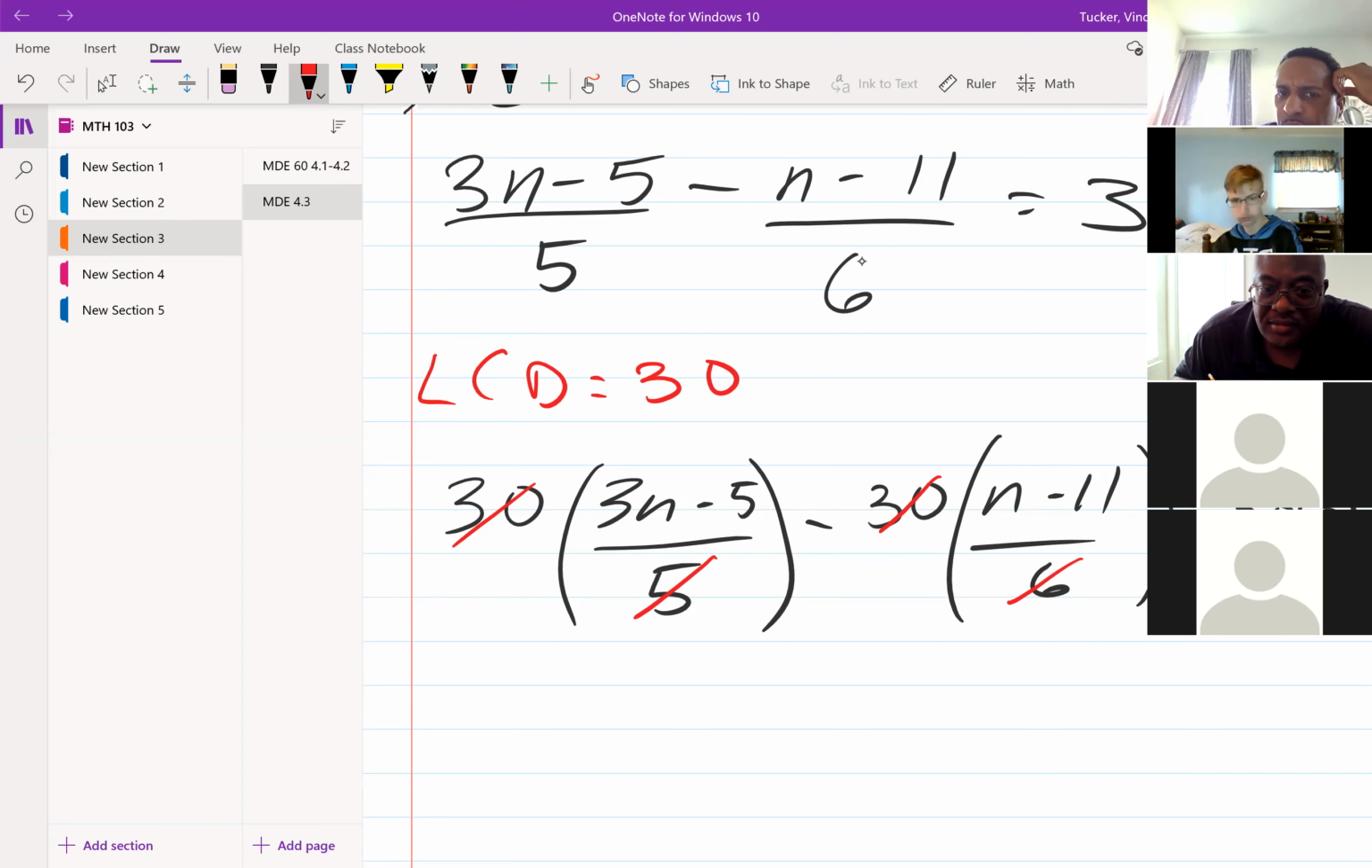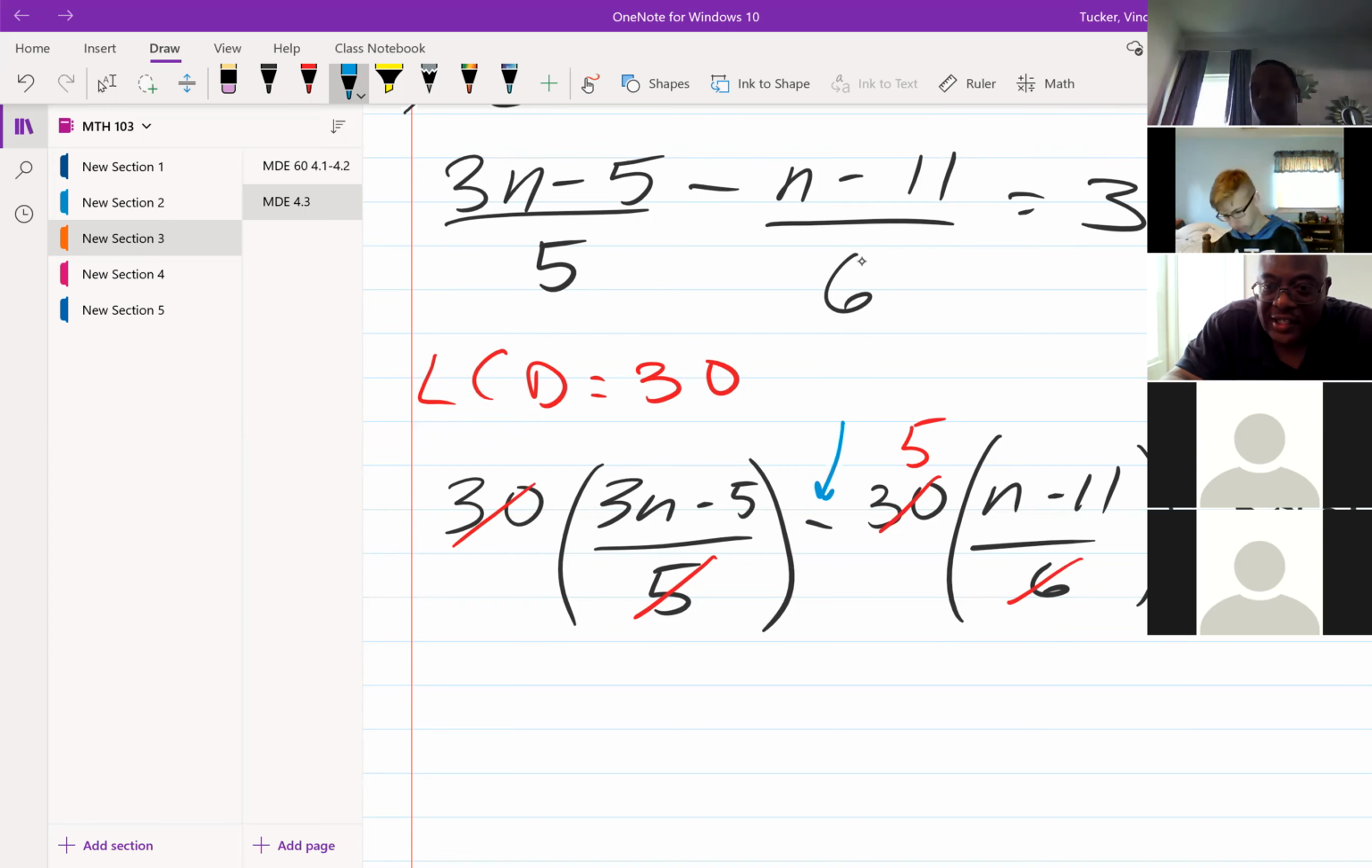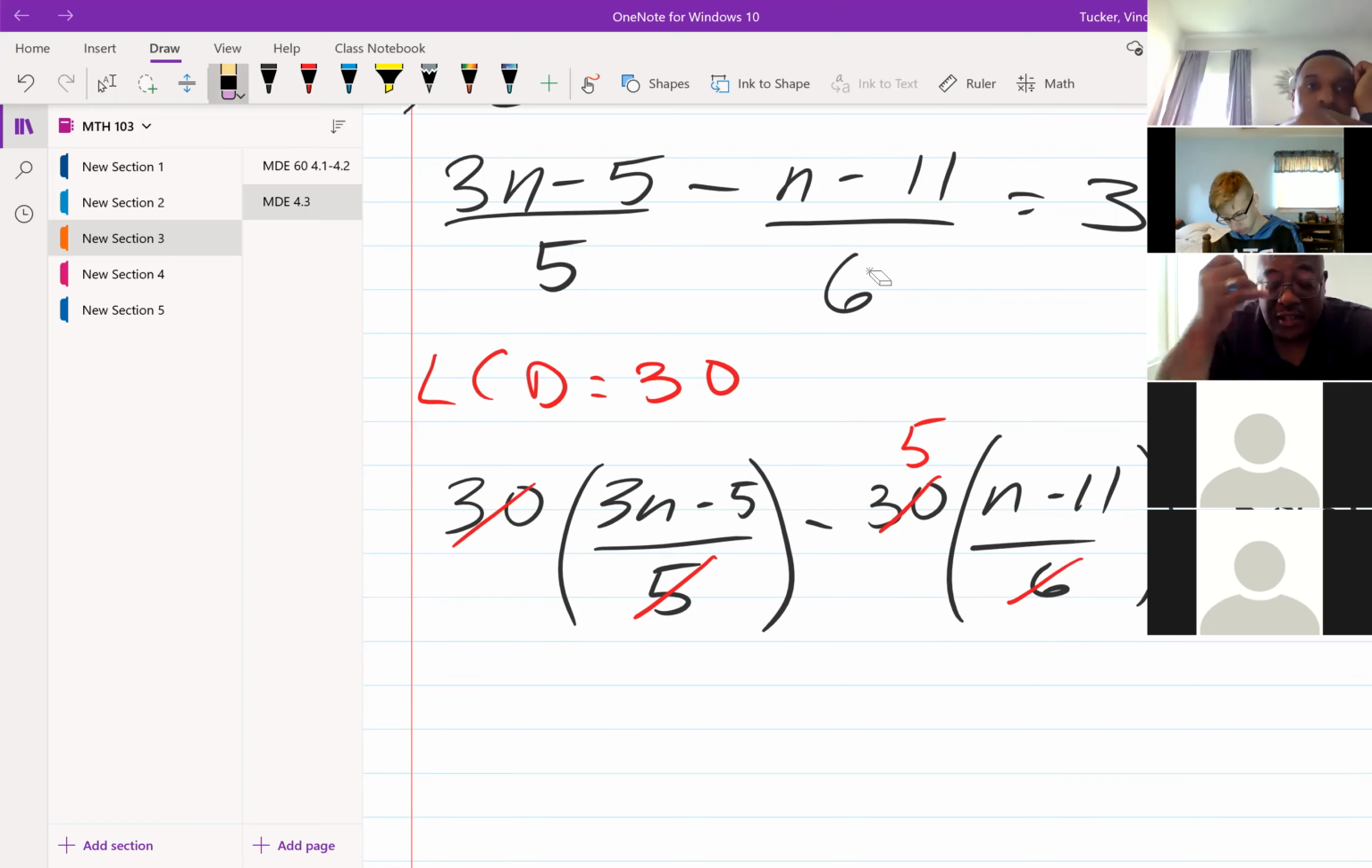In front of the n minus 11, 30 divided by 6 will be a 5 right here, so that's a positive 5. But because of that negative, that negative is attached to the 5 when you do your distribution. So negative 5 times n, and negative 5 times negative 11 is positive 55. Yes.